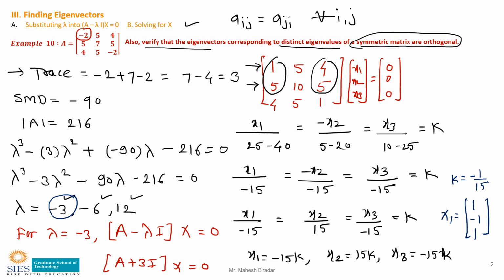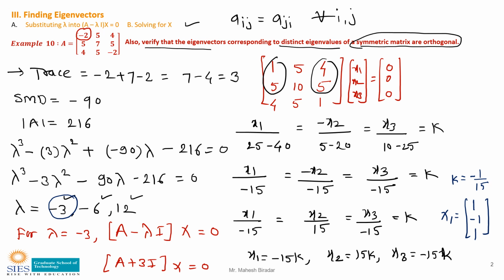Now we have to repeat the procedure. The same procedure you need to repeat for lambda equal to minus 6. Because you have studied how to find the eigenvectors in the earlier videos, I'm going to take it directly now. Okay, so first eigenvector is 1, minus 1 and 1.